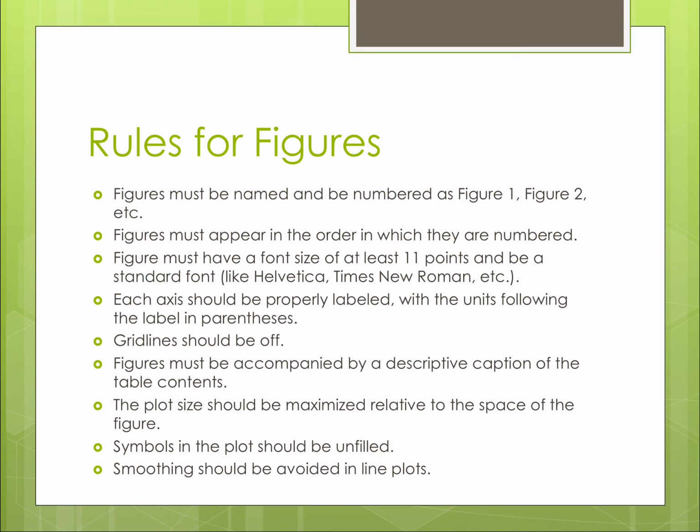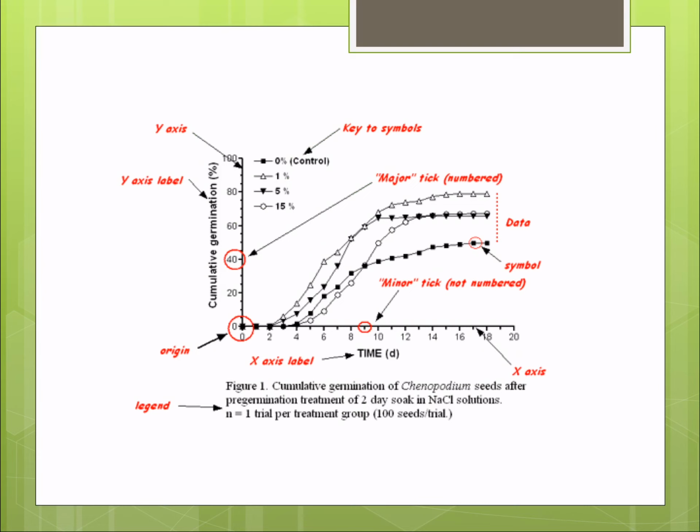Also, you want to avoid smoothing when you're working with a line plot. Smoothing is some sort of algorithm that your software system may allow you to use to make the lines look nice and curvy and fitting well together, but it also kind of manifests fake data. So you want to avoid smoothing to show that you're being true to your data.